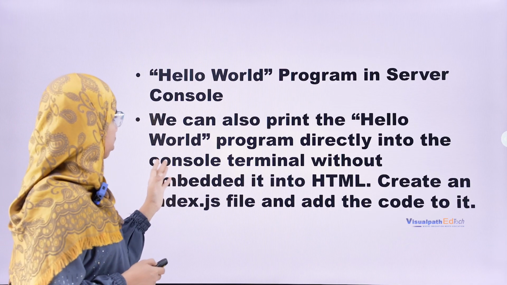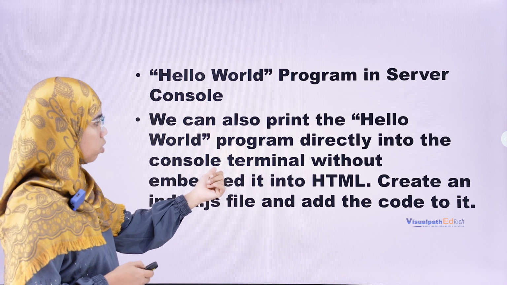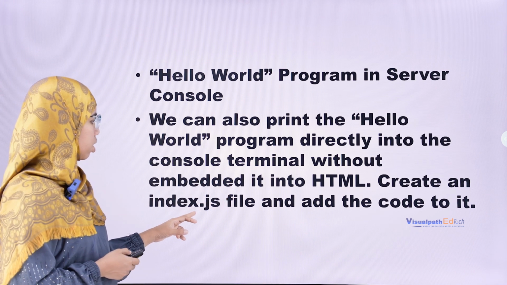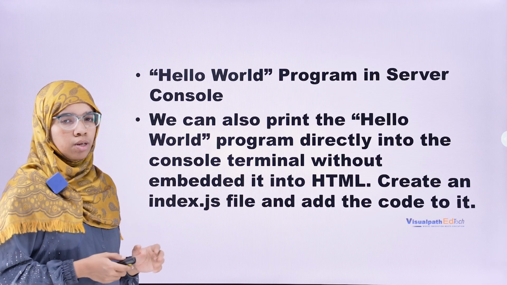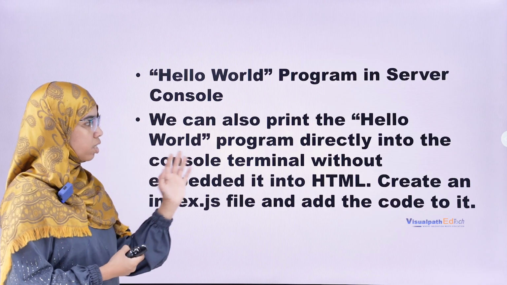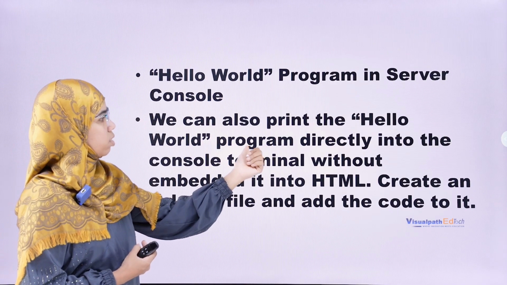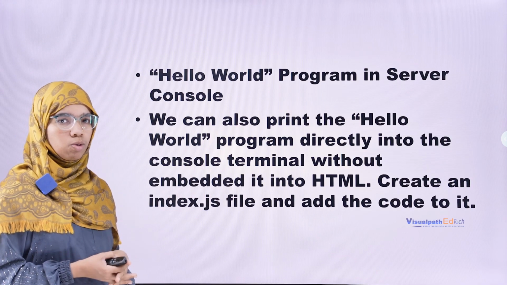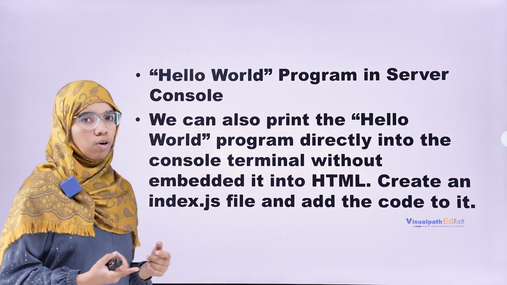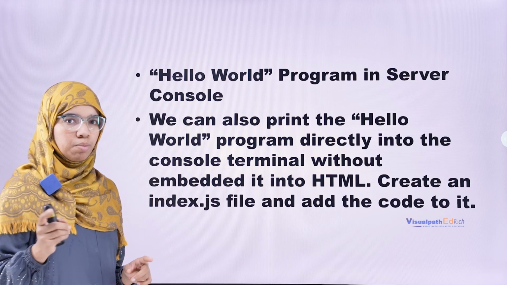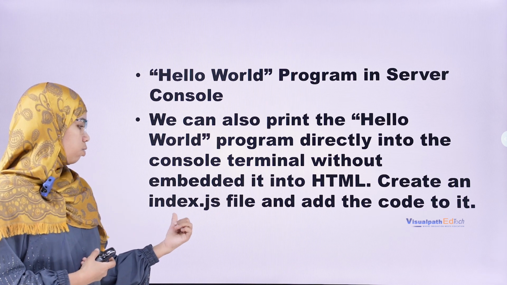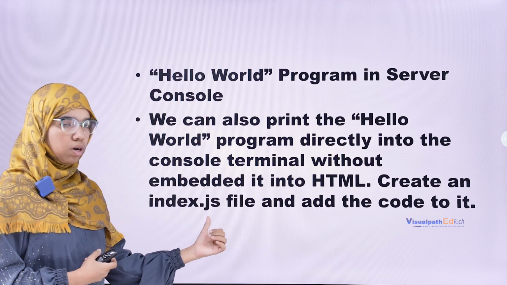We can also print the hello world program directly from the console terminal without embedding it into the HTML code, by using the file extension .js. Here you must remember, if you want to directly interpret the language at the console at runtime, that is directly at the console terminal, you will be saving the files with the extension .js, like you did for C programming, .c, and .cpp for C++. Likewise, here we are using the file extension .js, prefixed with the file name.